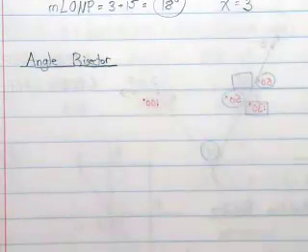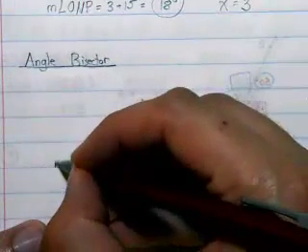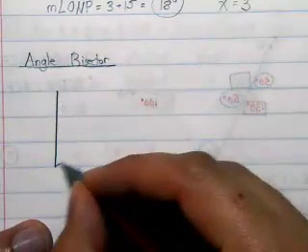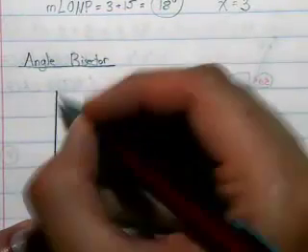So a bisector, and the prefix bi means two, right? So a bisector breaks it into two equal parts. So a segment bisector broke that segment into two equal pieces, or two congruent pieces, okay? Well, what do you suppose an angle bisector is going to do then? It's going to break an angle into two equal-sized piece angles, right? So I have some angle.